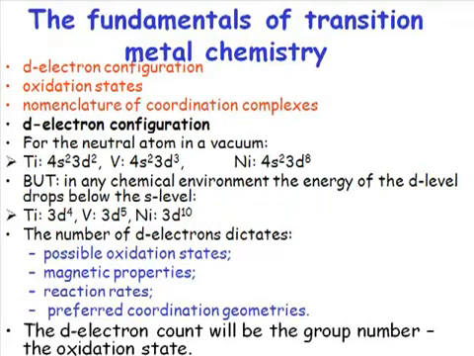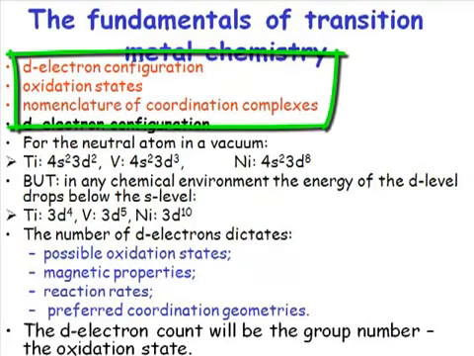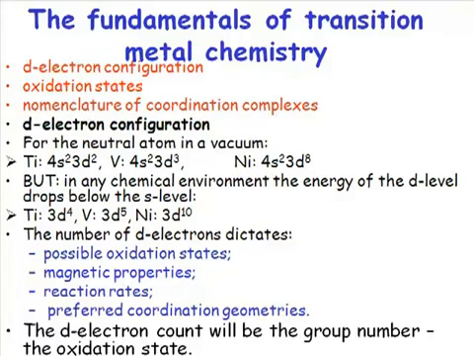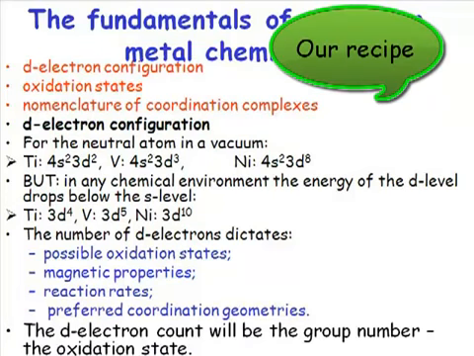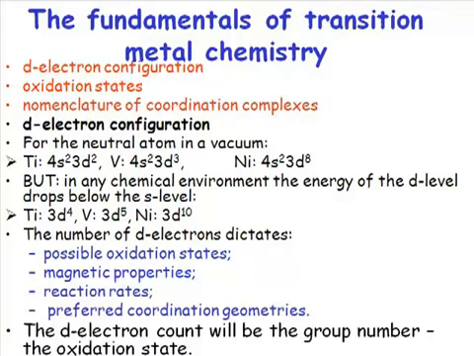So we're talking about the fundamentals. We have the d electron configuration, we have oxidation states and nomenclature of coordination complexes. What is that? Well, that's not a piece of instruction, that is a recipe. That's how we're going to look at transition metal chemistry in terms of the fundamentals. So let's start with the d electron configuration.